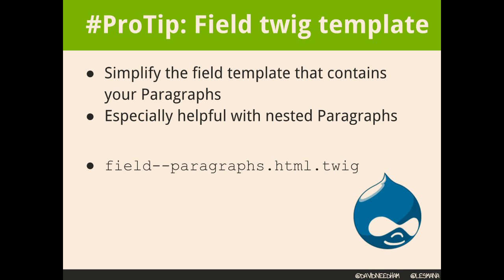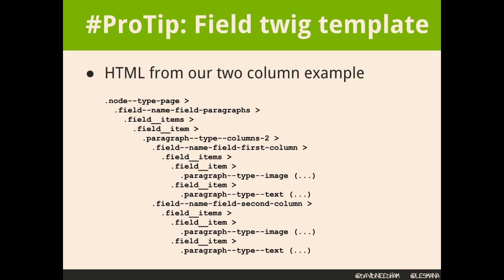Another thing I like to do in particular, and this is a little more codey, is in your twig file for your paragraphs field, the field that's responsible for containing all of the paragraphs that replaced your body content, there's a lot you can do to simplify what that template looks like. Especially with nested paragraphs. This is an example of what it might look like out of the box, the markup for a couple nested paragraph types. This is actually the same example that we went through before. This is the markup for a two-column paragraph that contains two different paragraph fields for each column, and then each of those columns contains an image paragraph and a text paragraph. This is the divitis that we're now used to in Drupal, unfortunately.